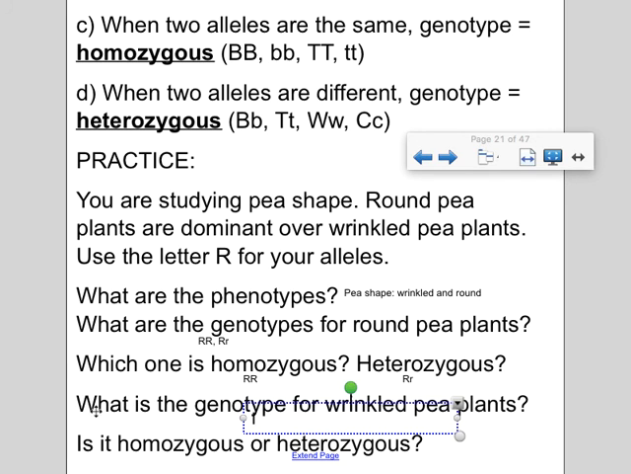Okay. The genotype for wrinkled pea plants. What's the genotype? Little r. Wrinkled is recessive, so that means your letters have to be small. So little r. Is it homozygous or heterozygous? Heterozygous. As soon as it lets me select this all, we could just highlight it. Yeah, go ahead and circle it.